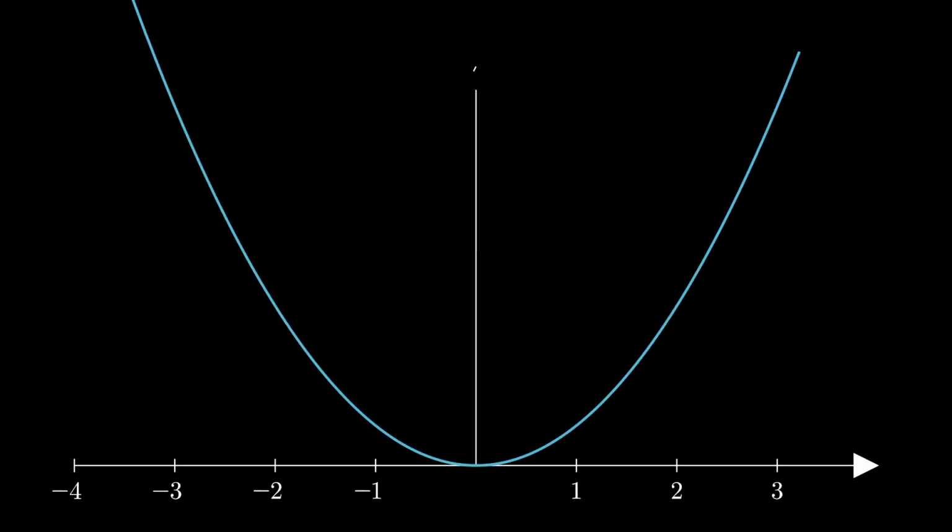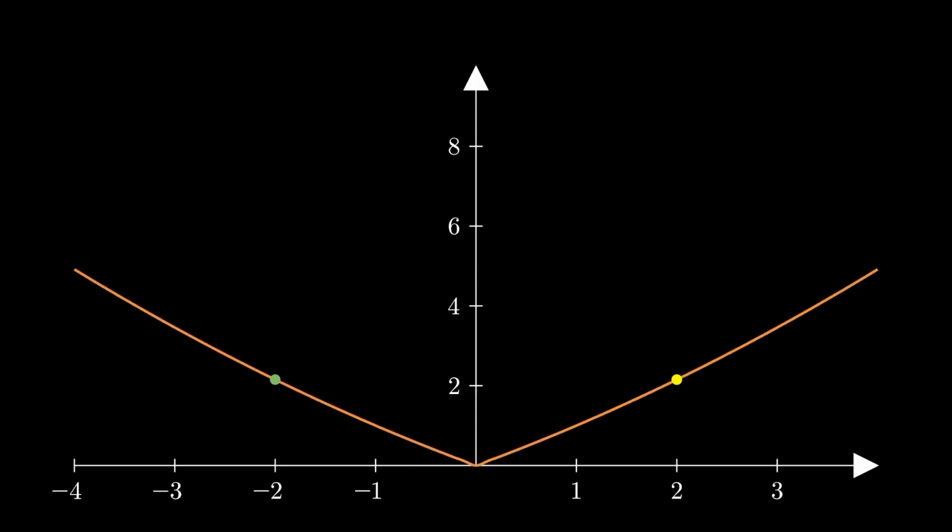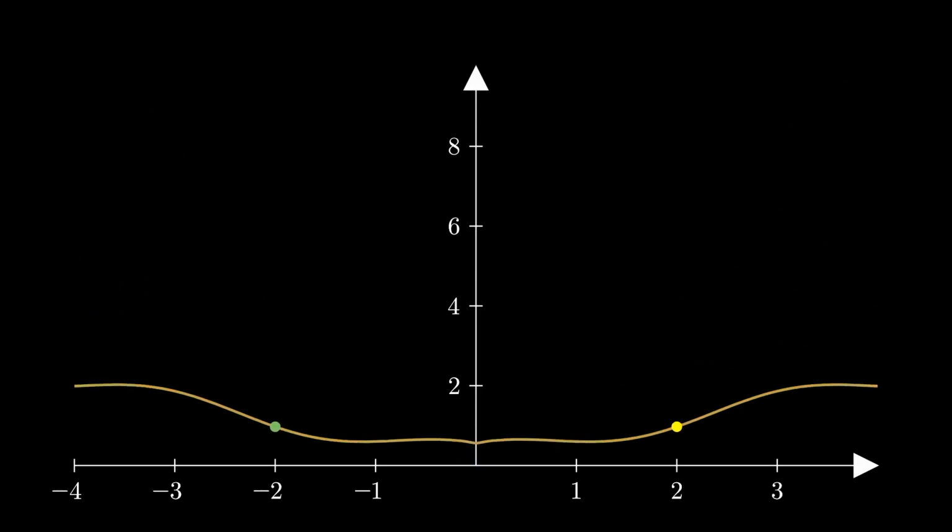So what is an even function? An even function is simply a function that is symmetrical around the y-axis, and therefore if an input of x is equal to 2 or minus 2, it should give the same output. There are many examples of even functions.